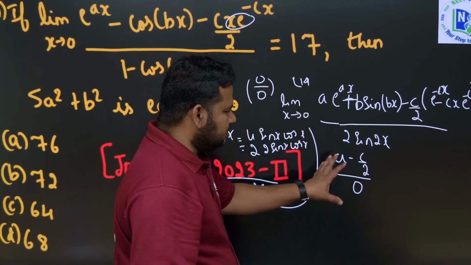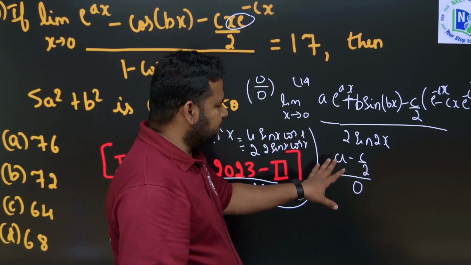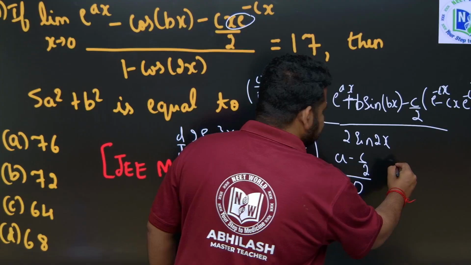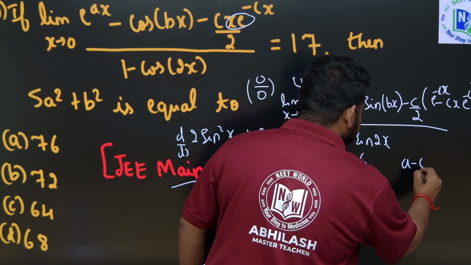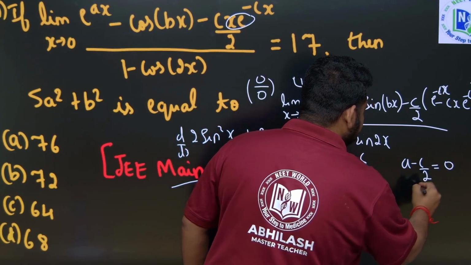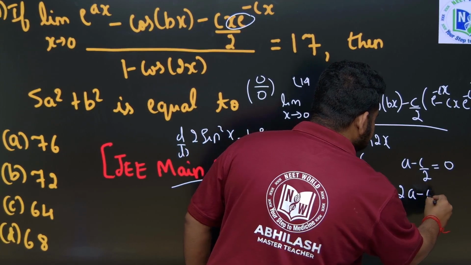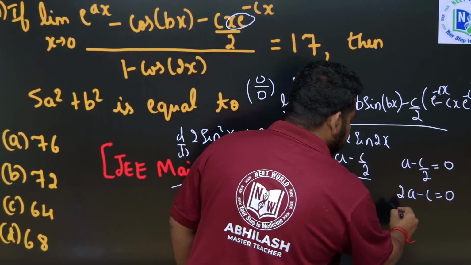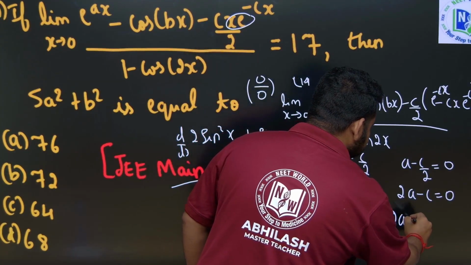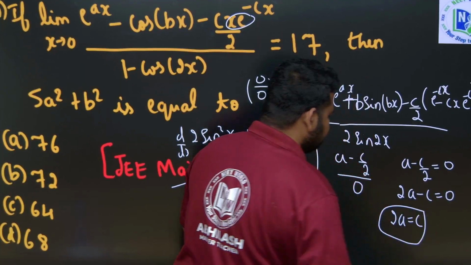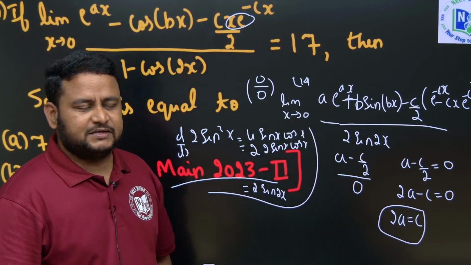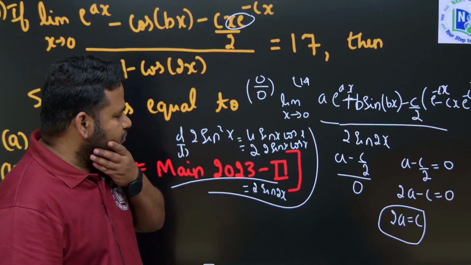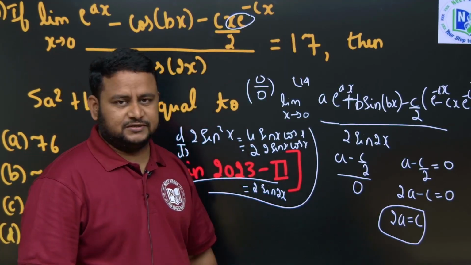Actually it will become 0 by 0 form. To become 0 by 0 form, this a minus c by 2 should be equal to 0. That is 2a minus c is equal to 0, correct? That means 2a is equal to c. Now we got 2 times a is equal to c.